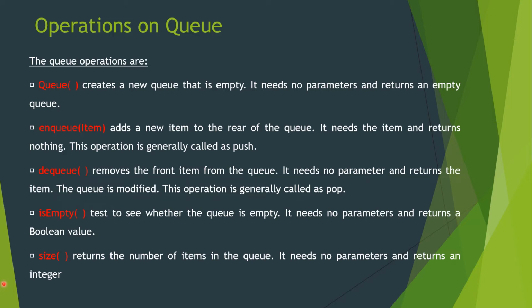Next operation is isEmpty. Is empty tests to see whether the queue is empty or not. Here there are no parameters and it returns a boolean value, either true or false. Then size. Size returns the number of items in the queue. Here there is no parameter and it returns an integer value, which means how many items are present in the queue. These are some of the different operations on the queue.